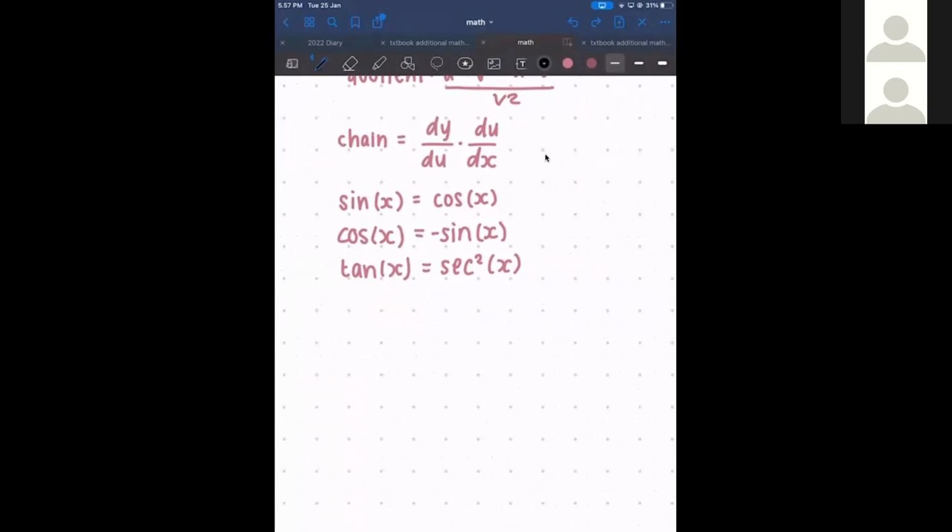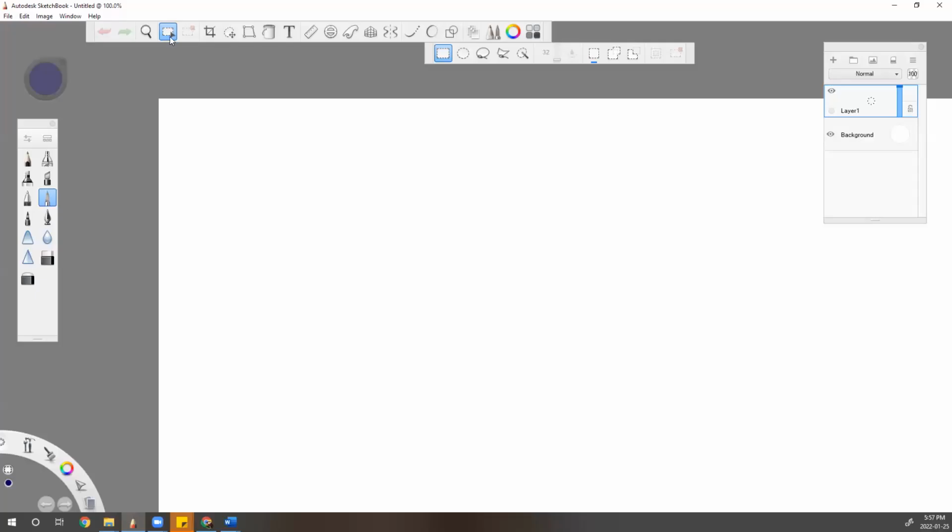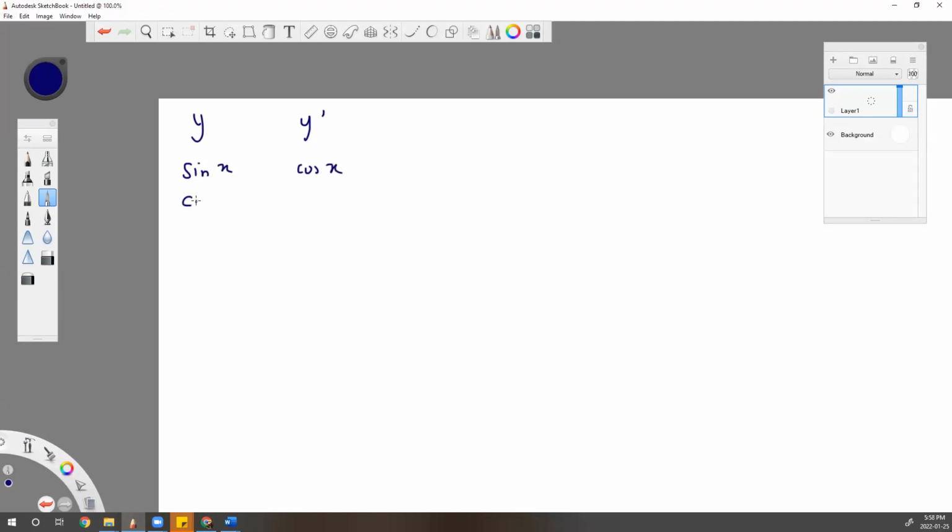I think you only need to know one. Good question, by the way. What you need to know actually is only sine and cos. So for the derivative, this is y prime, right? If y equals sin x, y prime equals cos x. If y equals cos x, then y prime is negative sin x.